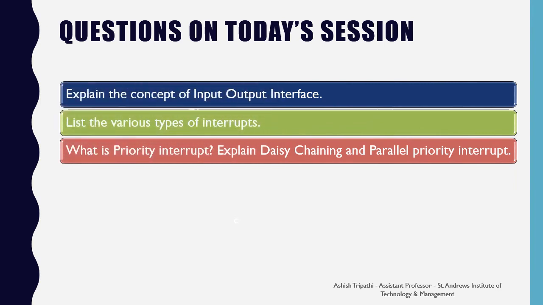In today's session, you have learned about the input-output interfaces and various types of interrupts. Now here are some questions based on this. You have to explain the concept of input-output interface. You have to list the various types of interrupt. What is a priority interrupt, and explain the daisy chaining and parallel priority interrupt.